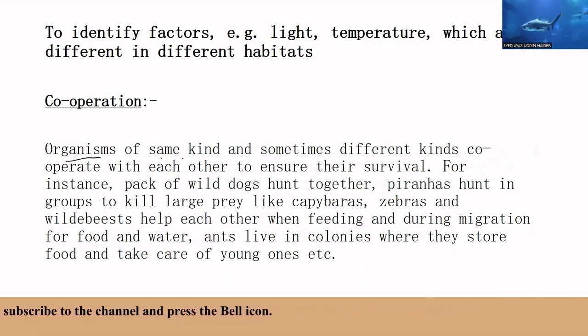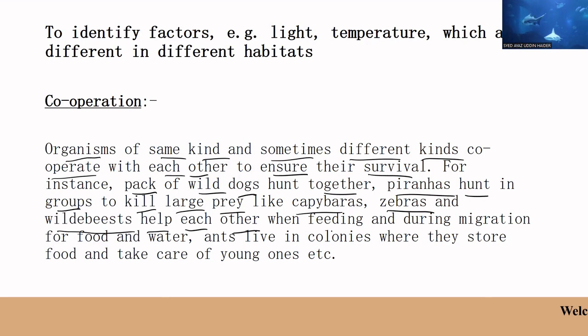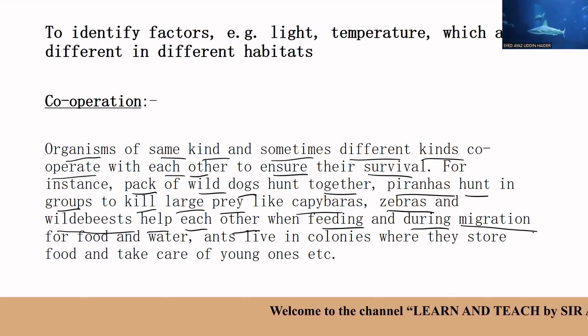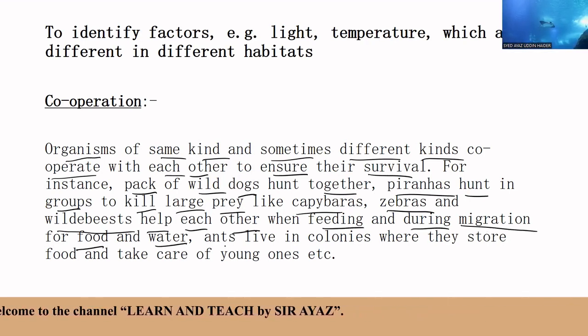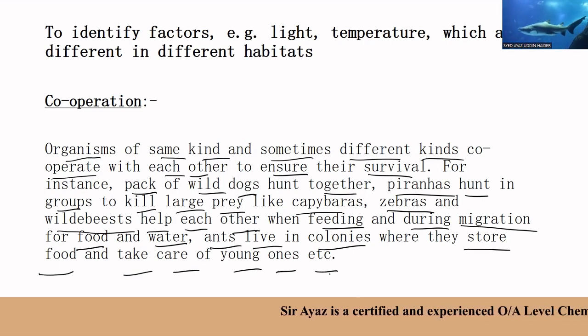Cooperation. Organisms of the same kind and sometimes different kinds cooperate with each other to ensure their survival. For instance, a pack of wild dogs hunt together. Piranhas hunt in groups to kill large prey like capybaras. Zebras and wildebeest help each other when feeding and during migration for food and water. Ants live in colonies where they store food and take care of young ones, etc.